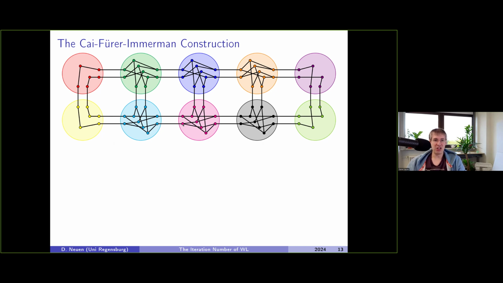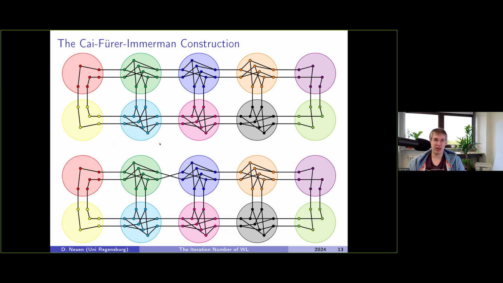Now what you can alternatively do is, instead of connecting them in parallel, connect them with a cross. And well, this will give you a different graph. The key property now is that it doesn't matter where you put this cross. Whether you put this cross here between green and blue, or between blue and orange, or between orange and black, this is always the same graph. All of these graphs where you put this cross somewhere are isomorphic.